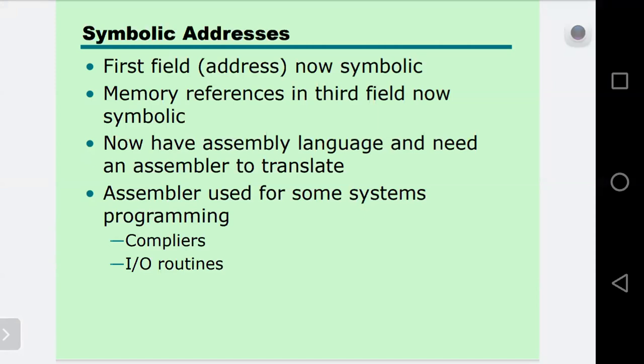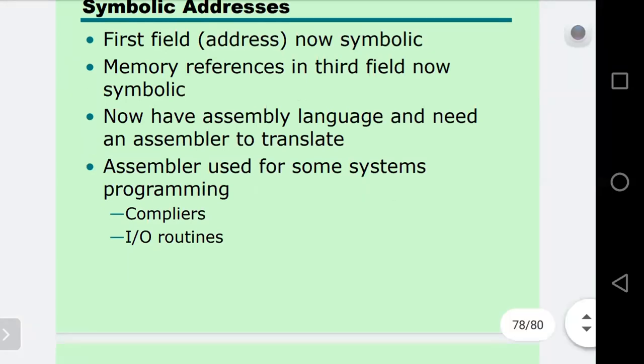This kind of programming language is assembly language, in which we need not bother about the location at which the memory address is stored. Instead of writing a direct address, we use symbolic addresses. Memory references are there again, but these memory references are also symbolic. Because of this, it is easy. Again, to translate this kind of program, we require an assembler. The assembler translates your program into machine language. The assembler is used for system programming like compilers and input output routines.